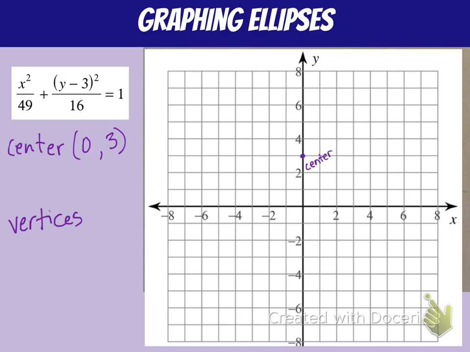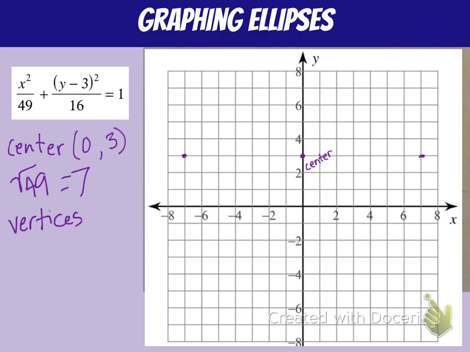Now, I need to take the square root of 49, and I see that that falls under the x. I know that's 7. So I've got to count 7 to the right and 7 to the left along the x-axis. So I'm following the x-axis. That's going to get me 7 in this direction and also 7 in this direction.